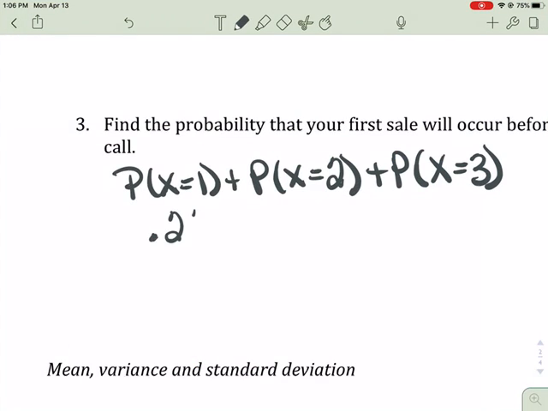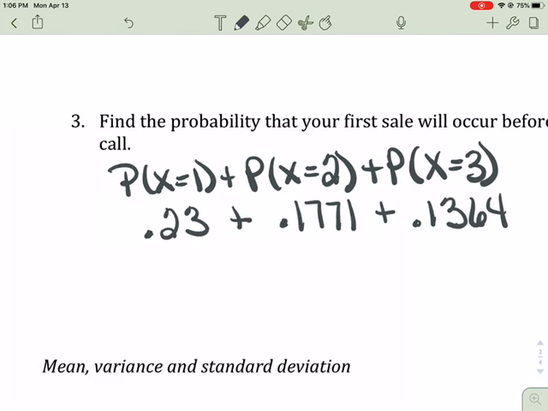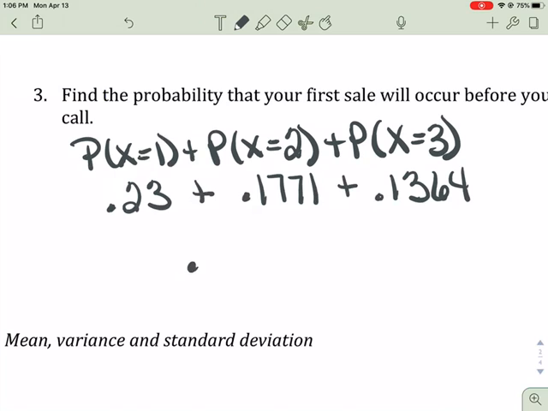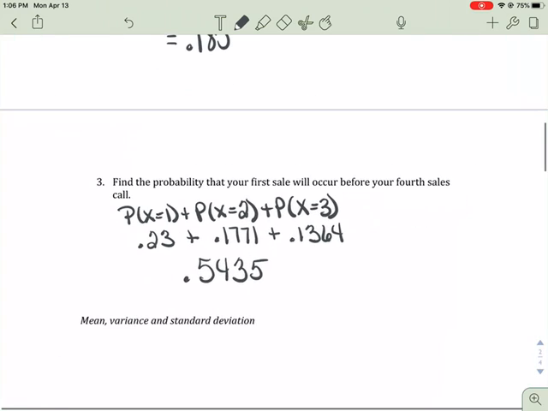Okay. And then I'm going to add 2, which I did earlier, so that's 0.1771. And I'm going to add in 3, which is 0.136. I'm going to round that to 4. So when I add those together, 0.543. Let's go with 5. We'll round it to 4 decimal places. All right, so any questions there, please let me know.